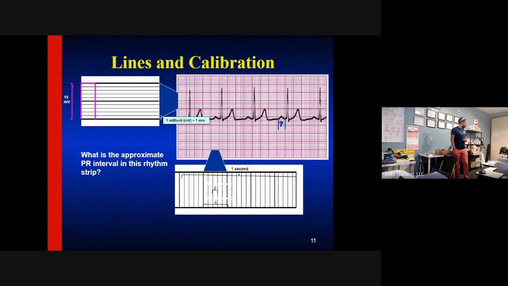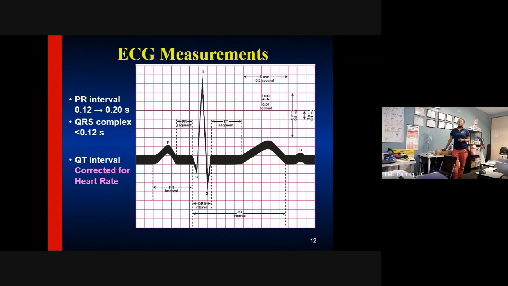The lines and calibration on your EKG paper. Remember, one small, tiny box is 0.04 of a second. One large box is 0.20 of a second. One tiny red box from the top is equal to 1 millivolt, which is 1 millimeter. The standard PR interval should be 0.12 to 0.20 seconds, so it should be less than 5 boxes wide to be normal. Here's your QRS, that should be less than 3 boxes wide or 0.12 seconds wide.